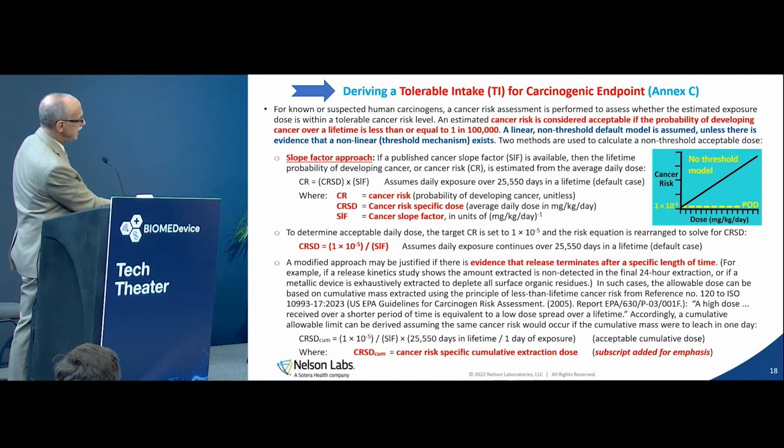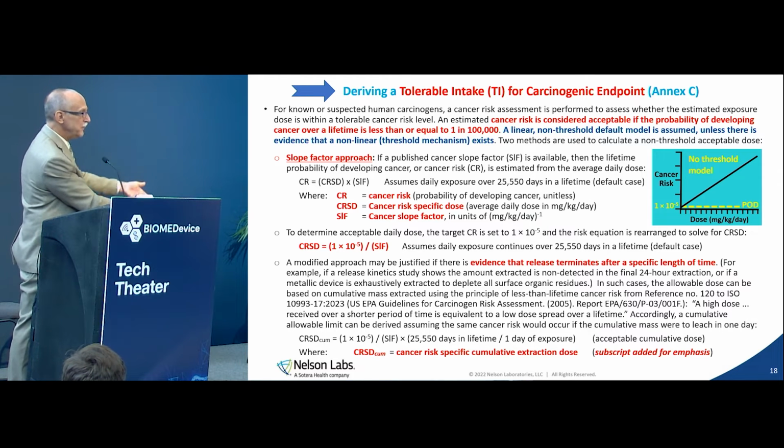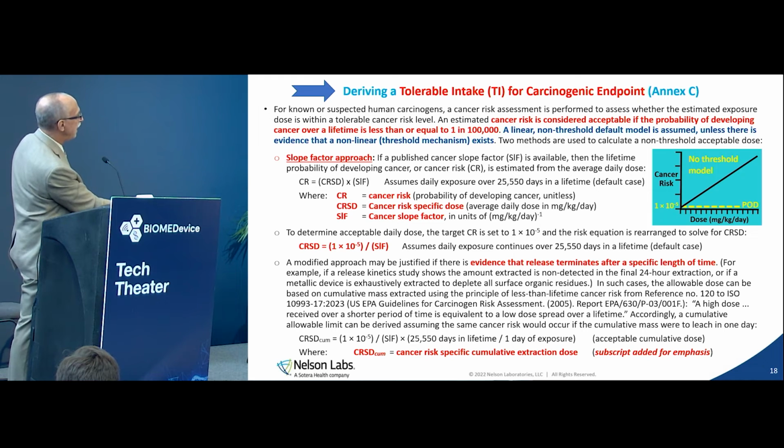Next is the carcinogenic endpoint toxicity value. If it's a known or suspected human carcinogen, this is now required. And there are now two methods in there. I actually worked on telling them what methods to use because of my environmental background years ago. That was a big part of environmental.